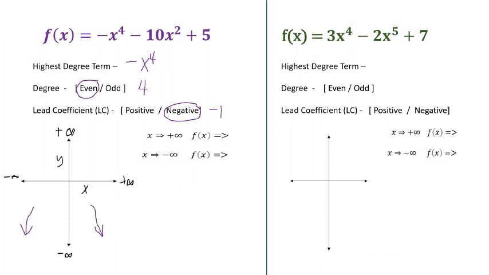So as x moves to positive infinity, our end behavior says our y value, or our f of x, moves to negative infinity. As our x moves to negative infinity, our y, or f of x, also moves to negative infinity. Again, you can stop the video and try our next polynomial.